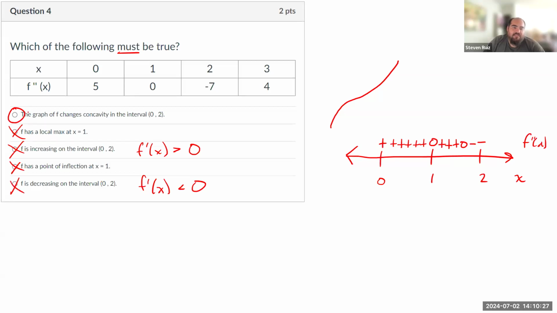I think the only one I have to go with is f double prime has to change concavity somewhere in the interval 0, 2. I think it's very easy to imagine that it happens at x equals 1. But maybe it doesn't. But since it goes from positive to negative, it has to happen somewhere.